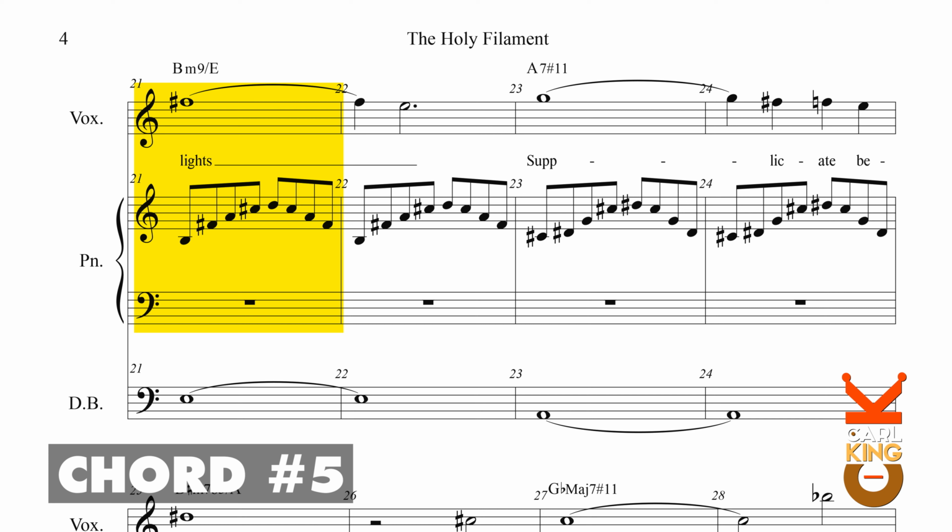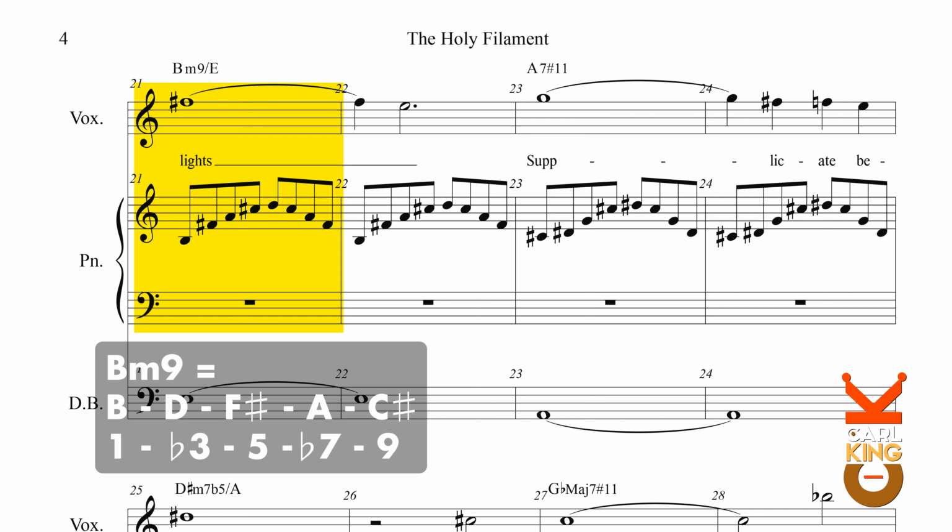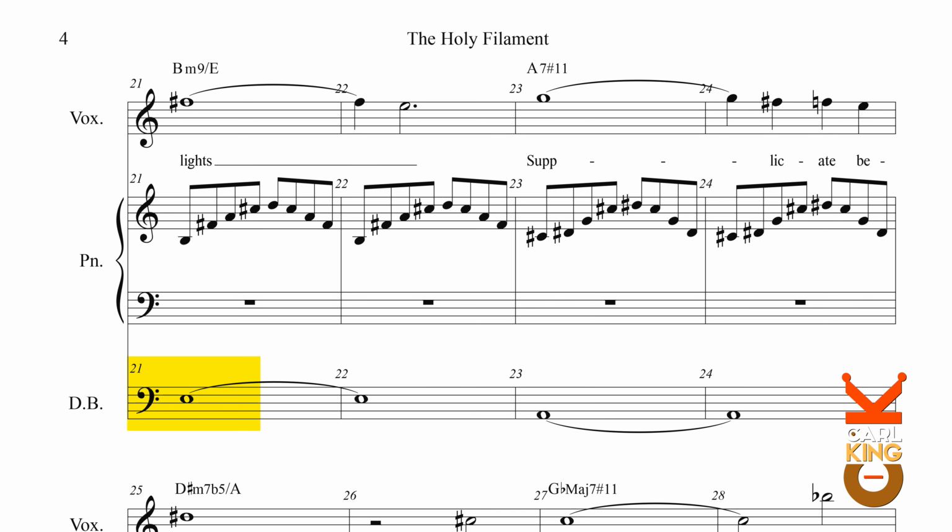Chord number 5, in measure 21, the vocals land on the note F sharp. And along with the piano, that is a B minor 9 chord with the notes B, D, F sharp, A, and C sharp. Those scale degrees would be 1, flat 3, 5, flat 7, and 9. And look, we have an E in the bass, which is yet again a 5th down from the root of B minor 9, playing an 11th. And that's Trevor trick number 1 again.